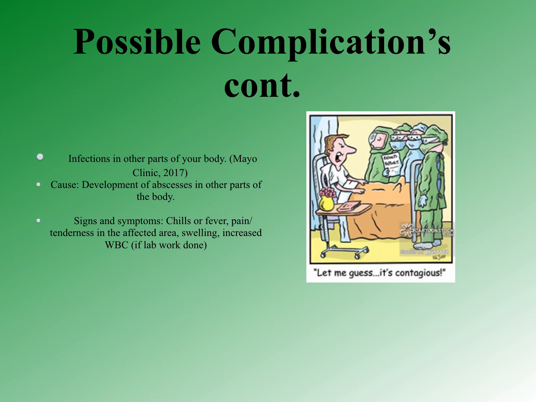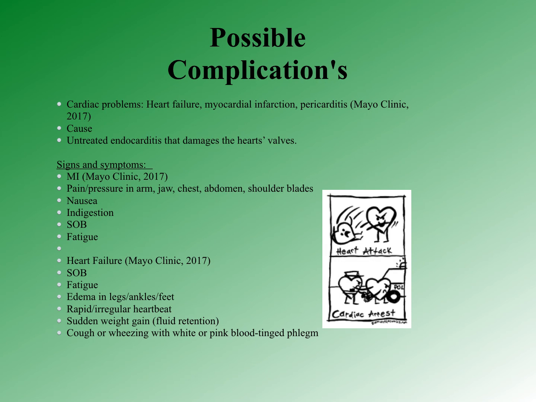Infections in the other parts of the body. Endocarditis can cause the development of abscesses or pockets of pus in other parts of the body, including brain, kidney, spleen, and liver. Abscesses may even develop in heart muscle, causing dysrhythmia. Signs and symptoms would include chills, fever, pain and tenderness in the affected area, swelling, and if lab work is done, a higher than normal white blood cell count.